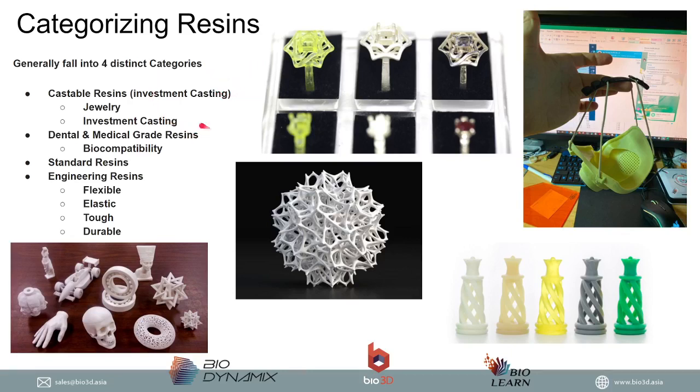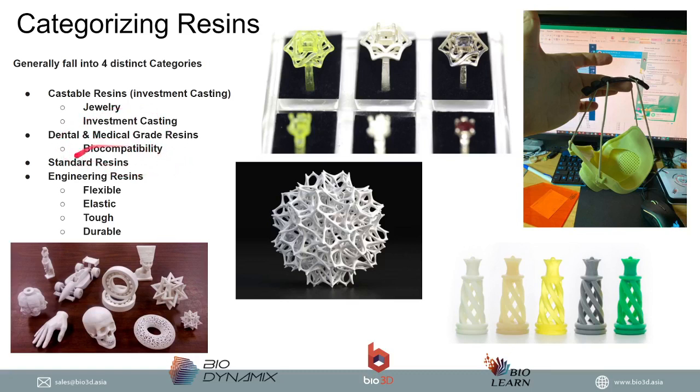So this is like some of the ways that you can use some of these resins. Then of course you have the dental and medical grade resins. These are really important because the majority of these resins come with some sort of biocompatibility factor, especially if the part that's being printed is going to go into the patient's body in some form. So it's very important for dental and medical grade resins that you do keep an eye out for, and cross-check for the biocompatibility.